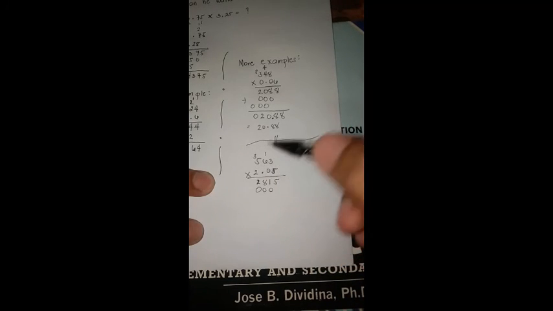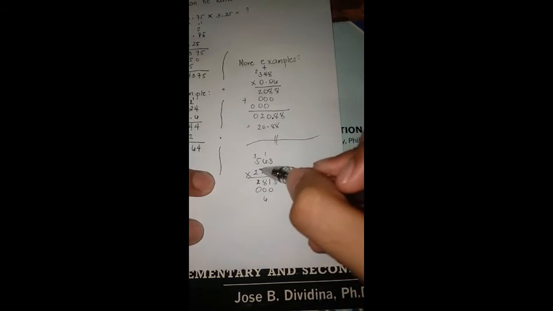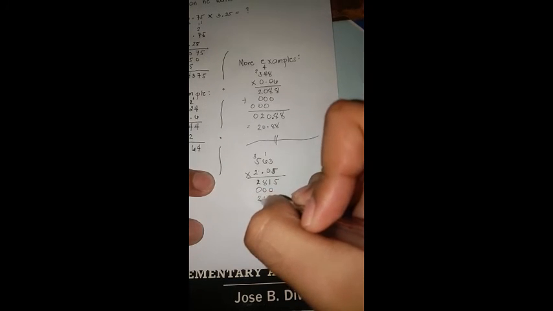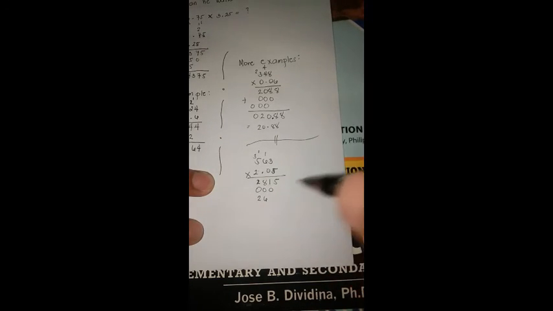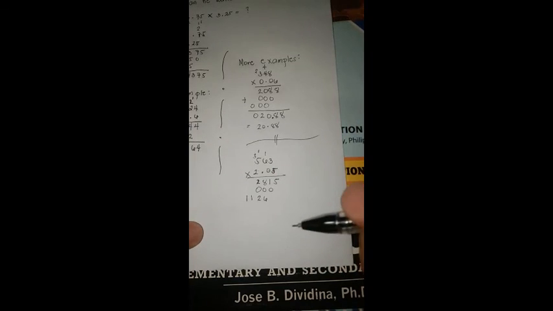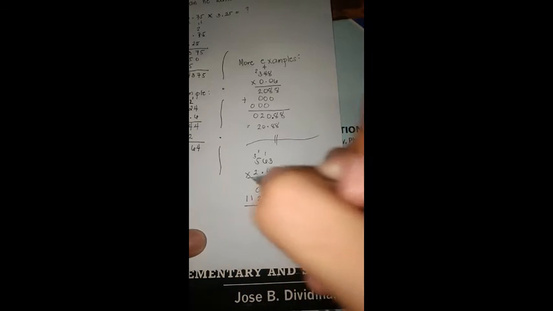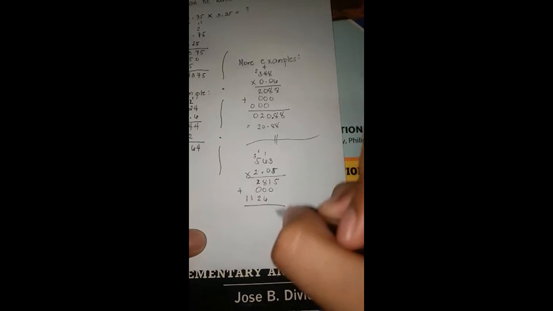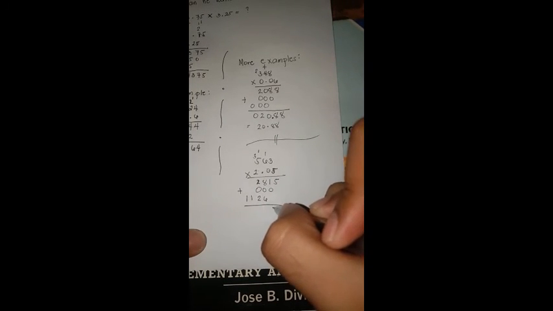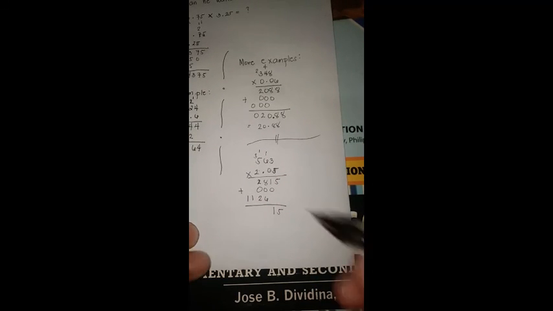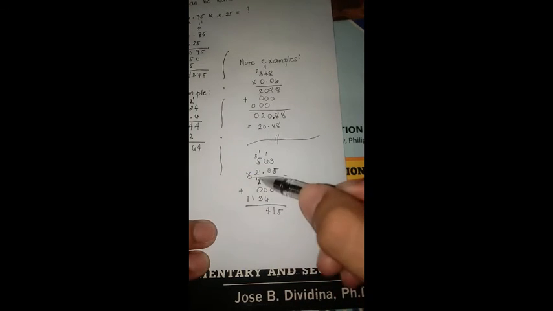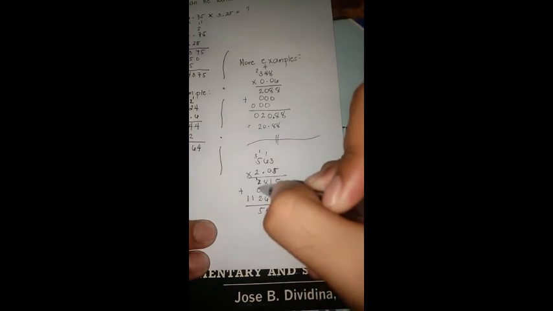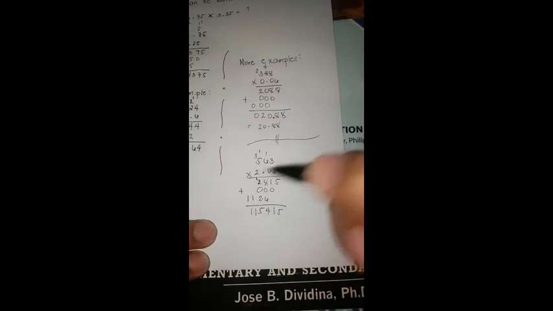So, 2 times 3 is equals to 6. 2 times 6 is equals to 12. So, carry 1. 2 times 5 is 10 plus 1 is equals to 11. Yan. So, i-add lang natin yung ating partial product. So, bring down 5. 1 plus 0 is 1. 8 plus 6 is equals to 14. Carry 1. So, 2 plus 2 is equals to 4 plus 1 is equals to 5. Then, bring down 1 and bring down 1.